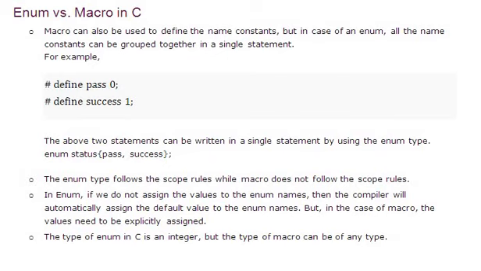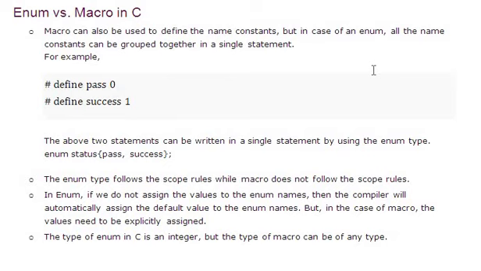So we can use macros also to define named constants. But in case of enum, all the constants will be grouped together in a single statement separated by comma. So look at this, hash define pass 0 and hash define success 1. Don't use semicolons over there. So these two statements we can write in a single statement using enum. Enum with the enum name and within braces pass comma success, separated by comma.